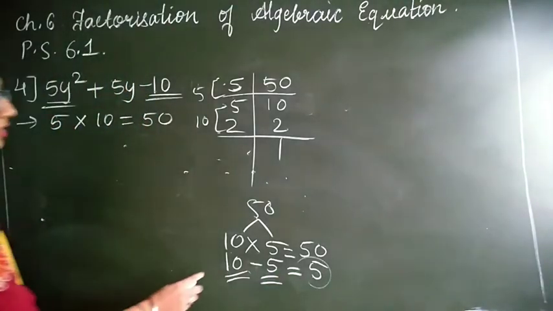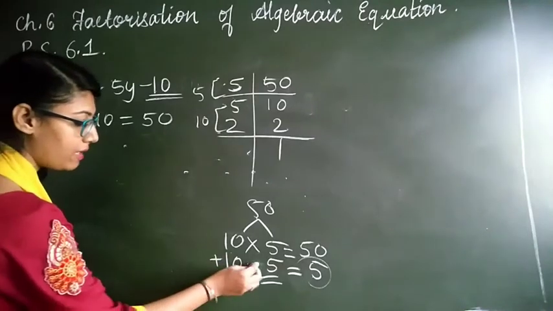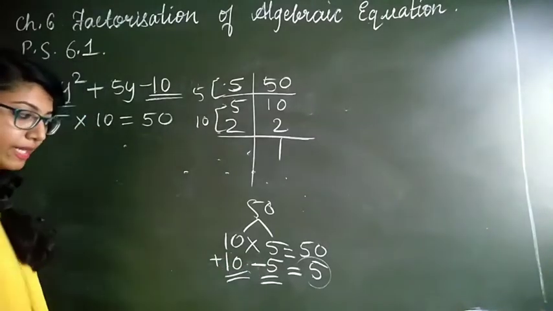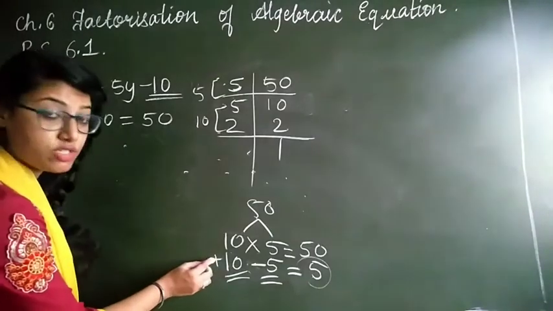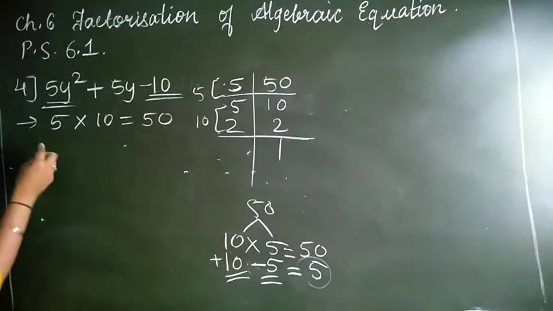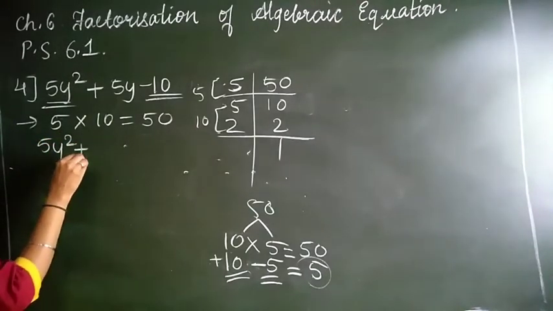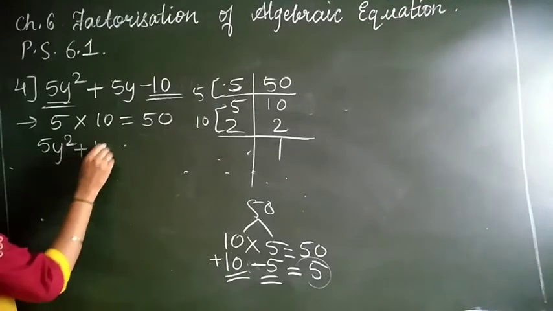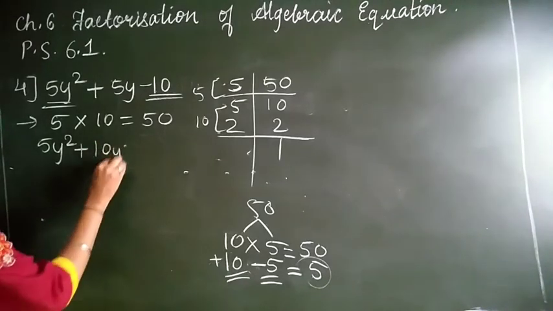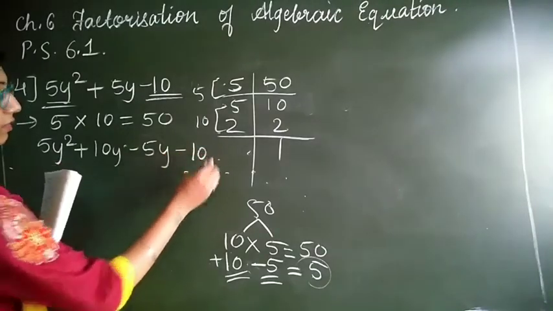Here what we want? Plus and minus. Plus into minus will be minus and greater number sign is positive. So plus 10 and minus 5. So we will substitute 5y square plus 10y minus 5y minus 10.